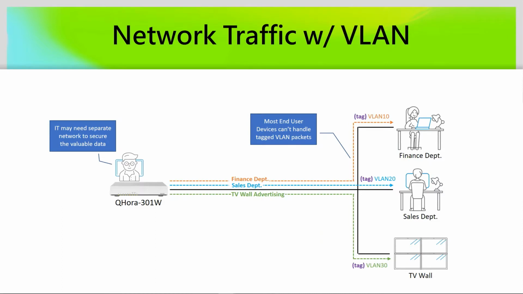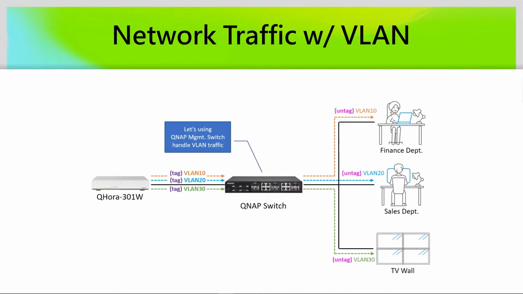To reduce the security risk, we recommend separating the network for different departments in order to provide better network management. To achieve it, we usually use VLAN to separate the network. However, most end-user devices are not able to handle VLAN packets. Therefore, we use the QNAP switch to handle VLAN packets, including tagged VLAN and untagged VLAN, to complete this network design.